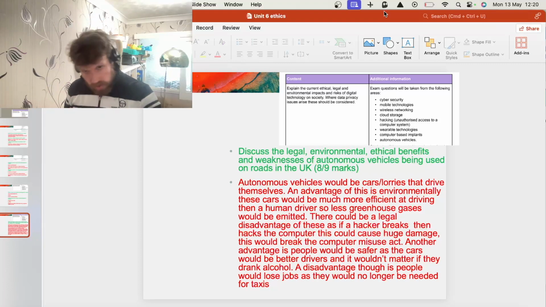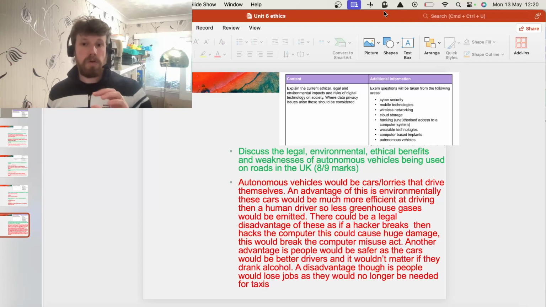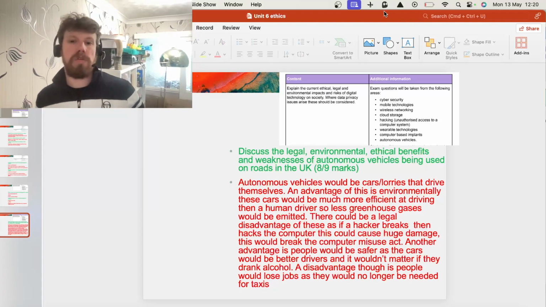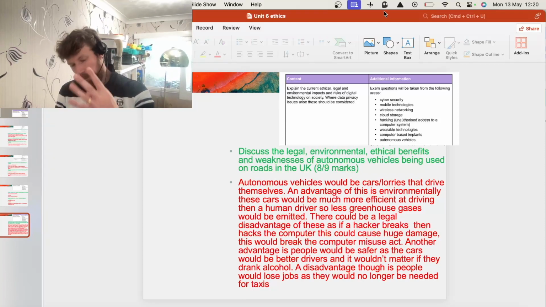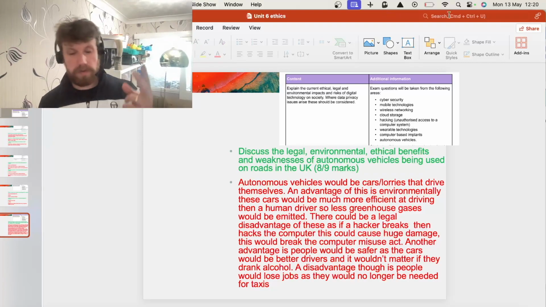The way in which you get the 8 and 9 marks is that you have to talk about all areas, ethical, legal, environmental, switch between advantages and disadvantages, and write it in a logical structure like I've done. That's how you get the top marks. And I say a minimum 4 points: 2 advantages, 2 disadvantages.